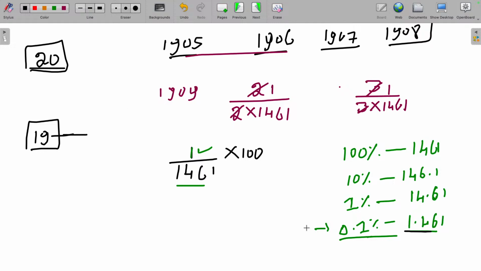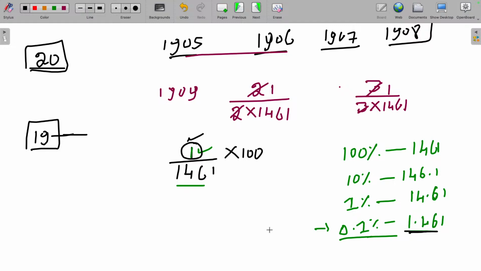Yes, sir. Now you want how much? You want 1, yes or no? You are at 1.46, yes or no? You have to go forward or backward now? Backward, because you are already at more. You want 1 but you are at 1.46, which means you have to decrease, which means the answer is less than 0.1 percentage. Is it clear or not? Yes, sir.